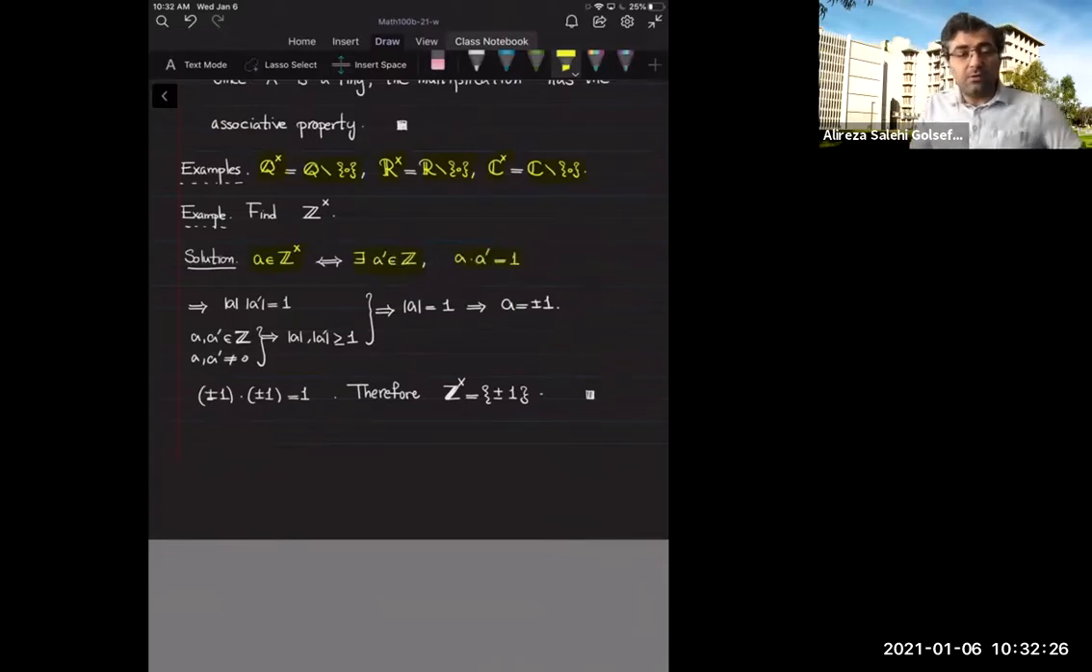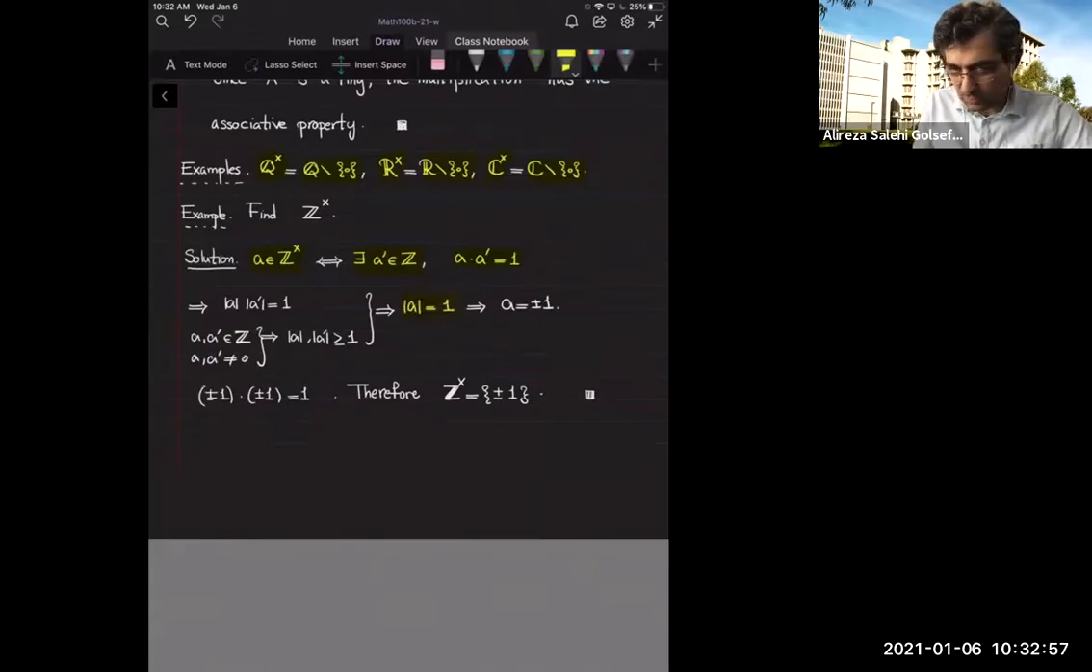Now, because their product is 1, neither can be 0. So this means I'm multiplying two integers and I'm getting 1. Now, if I take absolute value, I end up getting that the product of two positive integers is 1. But positive integers are at least 1. So the product of two positive integers is 1, but both of them are at least 1. This means both should be 1. So we deduce that the absolute value of A is 1.